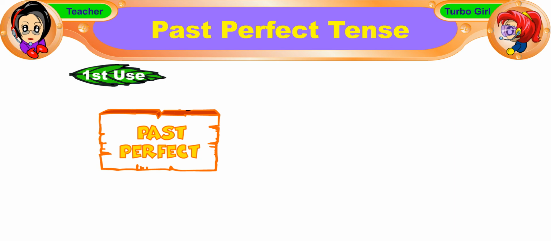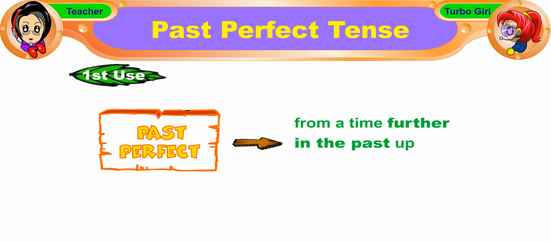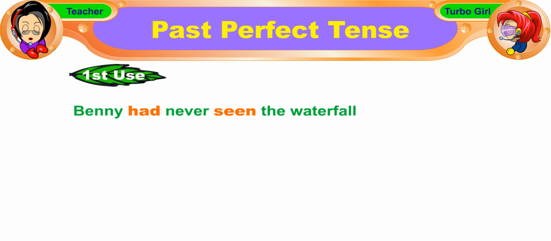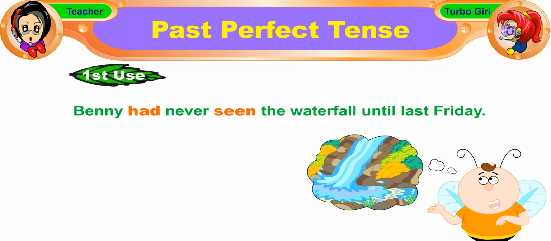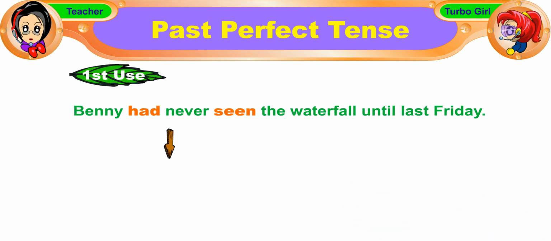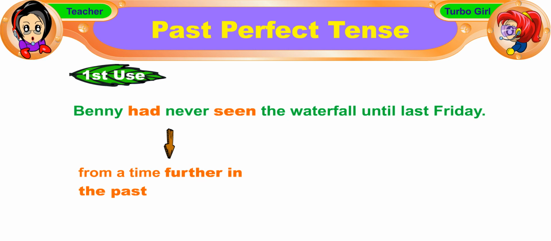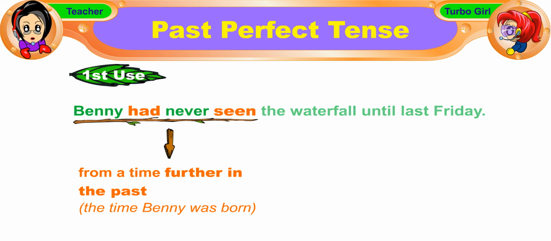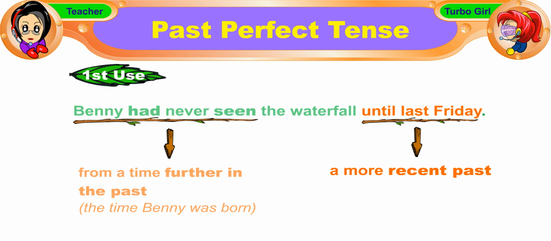We use the past perfect tense to mean from a time further in the past up till a more recent past. For example, Benny had never seen the waterfall until last Friday. This sentence means that from a time further in the past, which is probably the time Benny was born, Benny had never seen a waterfall till a more recent past, which is last Friday.